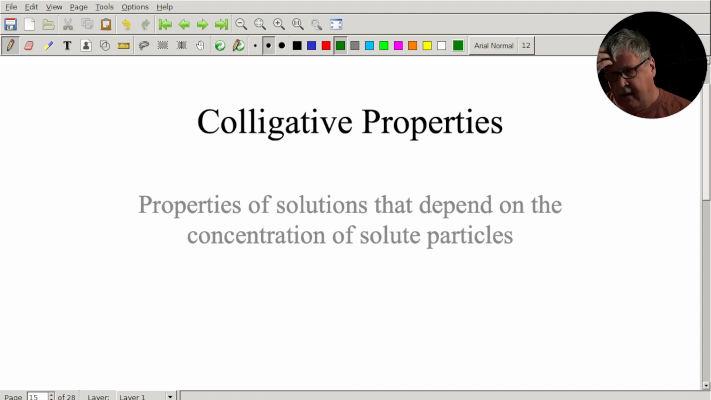All right. So, what's the other part of chapter 13? And really, if truth be told, this is the meat of chapter 13. We're going to talk about colligative properties. And the first thing we have to do is define what a colligative property is. A colligative property is a property of a solution that depends on the concentration of solute particles.